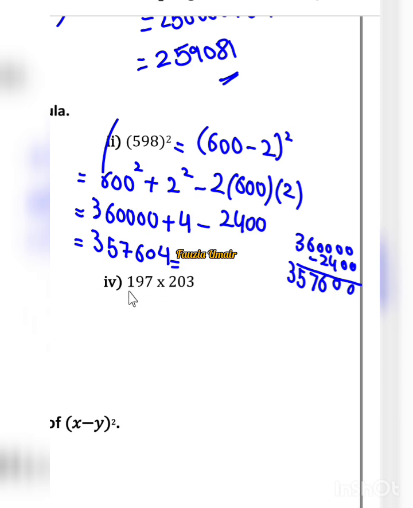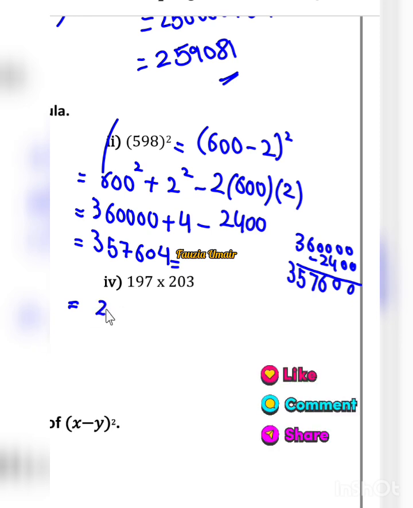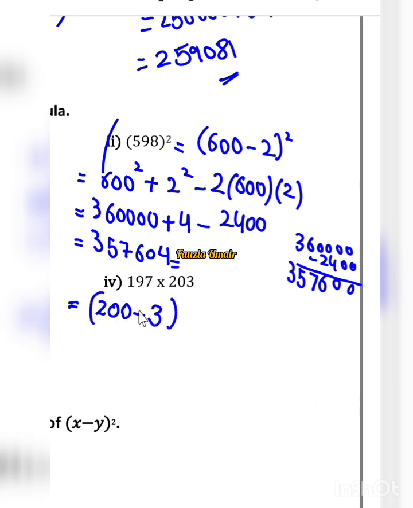So moving on to next part, 197 into 203. This is very interesting. If you look closely, if I subtract 3 from 200, like 200 minus 3, I will get the first part. If I add, I will get the second.